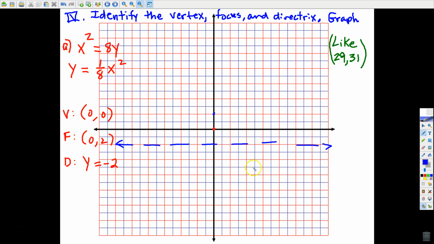It's a good input. 2. If you input 2, what's the output? 1/2. 2 squared is 4. 4 times 1/8 is 4/8, or 1/2. So (2, 1/2), which means (-2, 1/2) is also on there. And here's our graph.